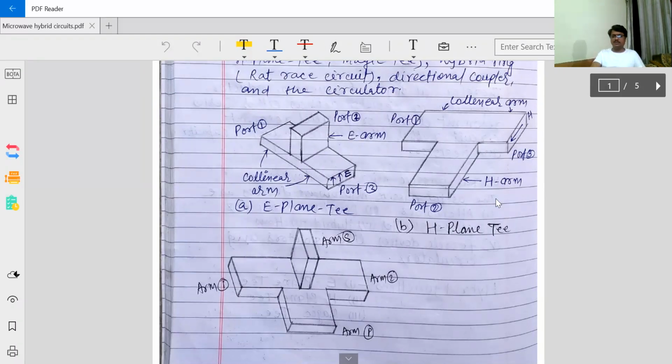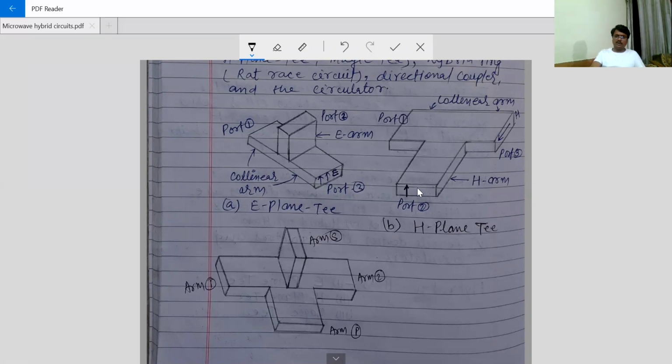Now we will see the H-plane T. What is H-plane? If the electric field is like this, perpendicular to this horizontal plane, what will be the direction of the H field, and in which plane will it vary? Since E field and H field are perpendicular to each other, if this electric field is like this, the magnetic field will be in this plane, perpendicular to the electric field, meaning in the plane of this waveguide.